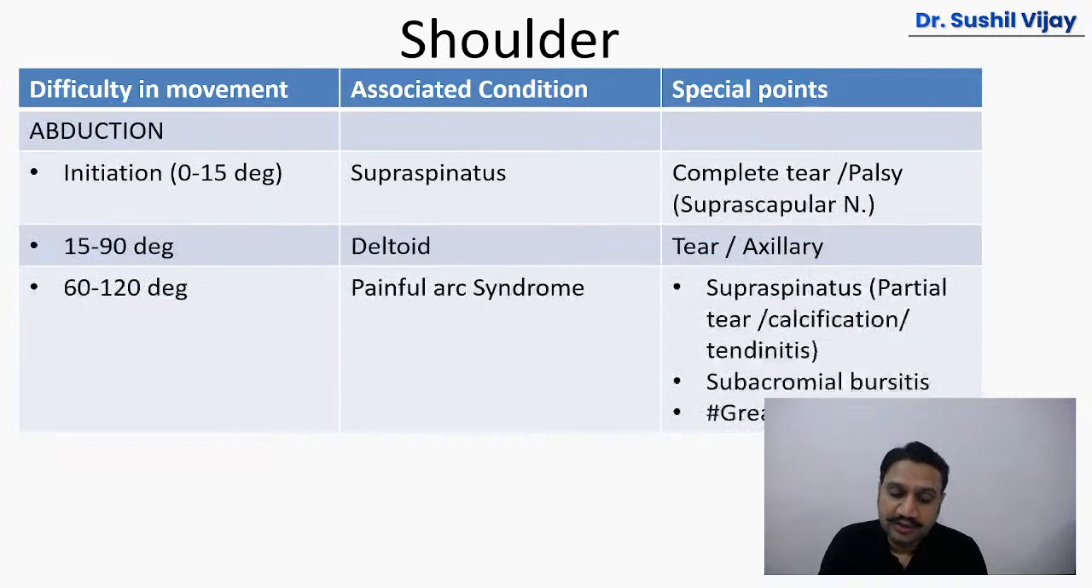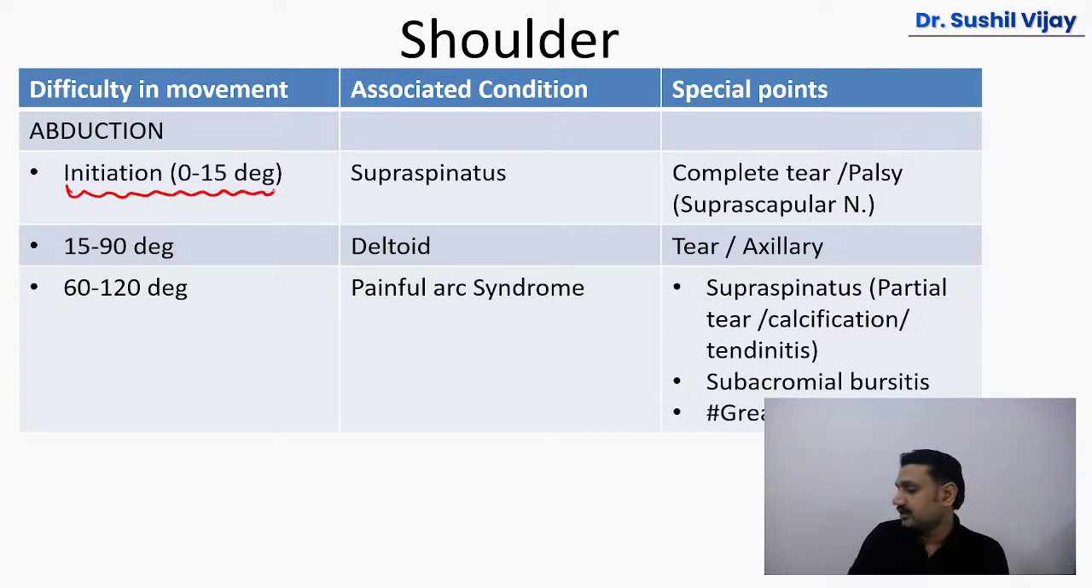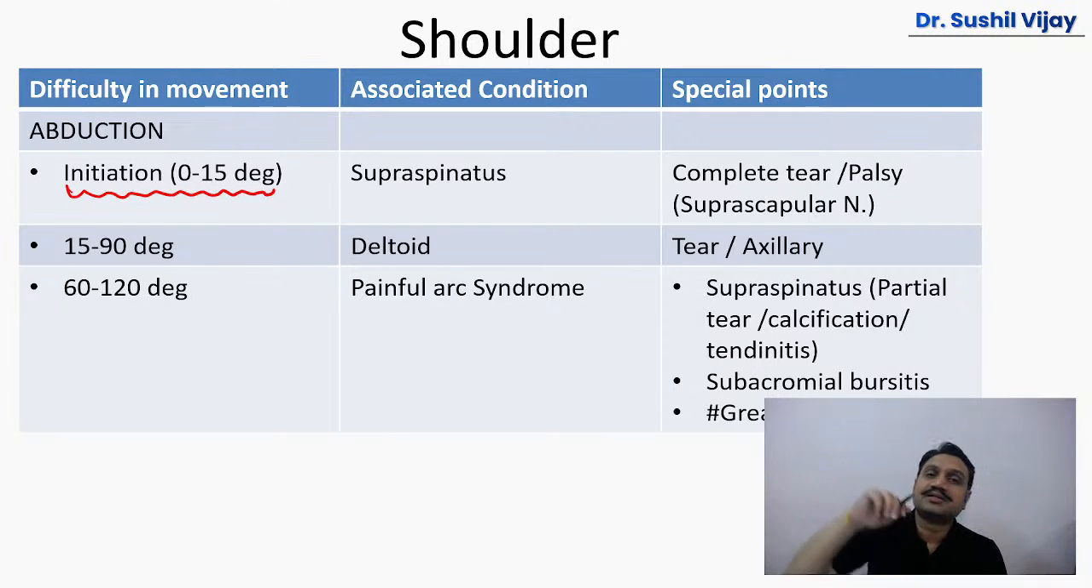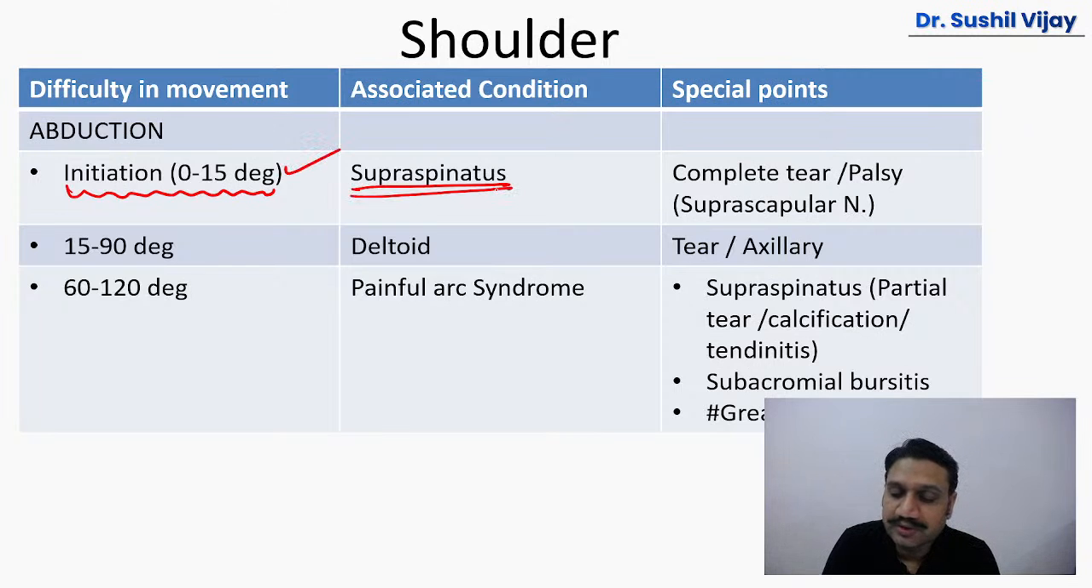Now in the shoulder, what are the important things? So please remember, in your exams, if they are giving you a scenario that the patient is not able to do a particular movement, then you must be very, very clear what can be the issue with the patient. For example, if the question says the patient is not able to start or do the initiation, the beginning of abduction, then what is the trouble? That means 0 to 15 degrees is done by the supraspinatus. What can happen to it? Either it is a complete tear or it is a suprascapular nerve palsy.